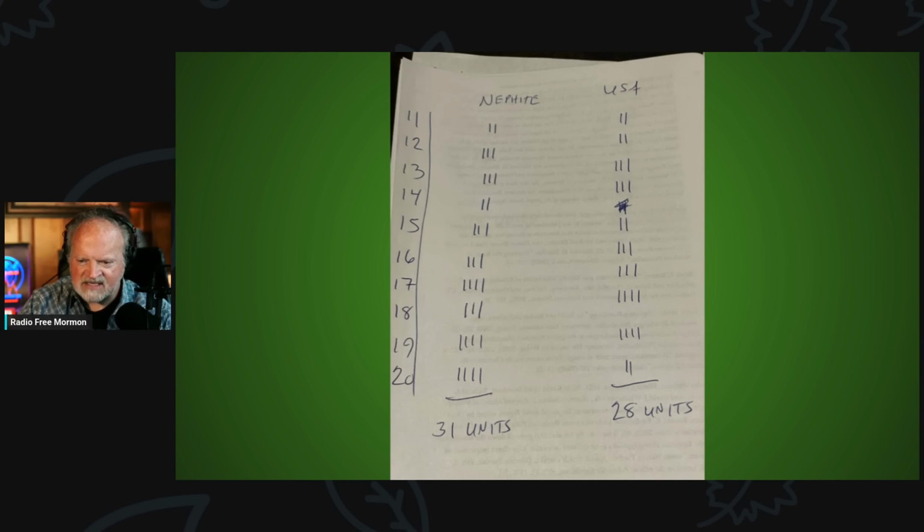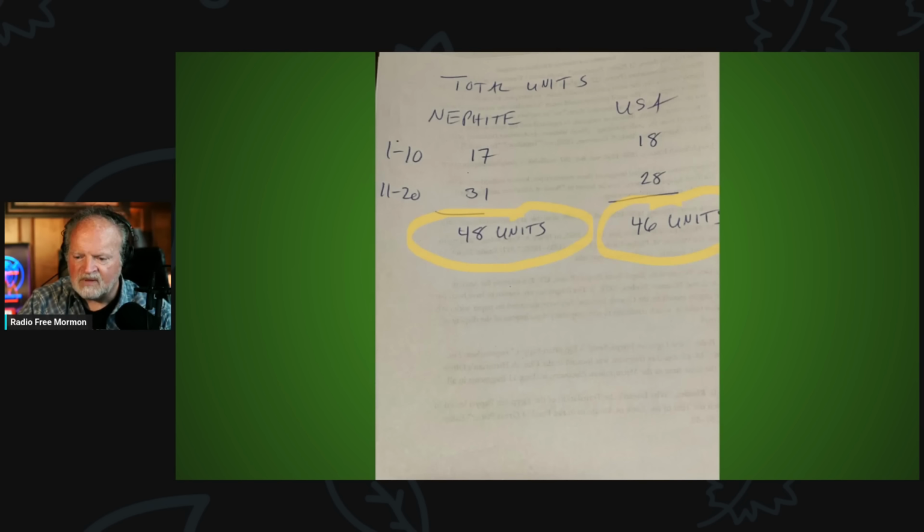See, the power of the $10 bill. And if you add them together, which is what I tried to do, and you look at the Nephite system, it comes to a total number of units for 1 through 20 of 48 units, and a total number for the US system, 1 to 20, of 46 units. So guess what? The US system is actually more efficient than the Nephite system, in spite of all the crowing that apologists do about how efficient the Nephite system is.